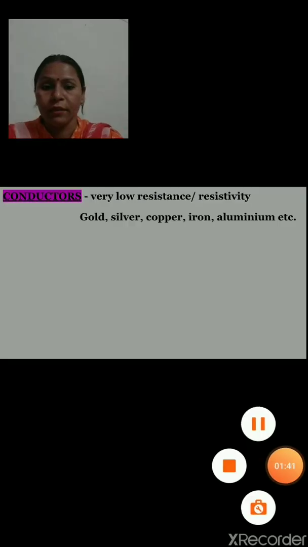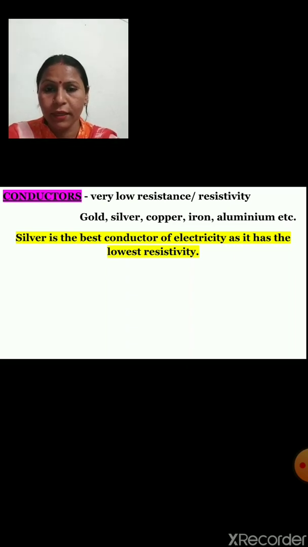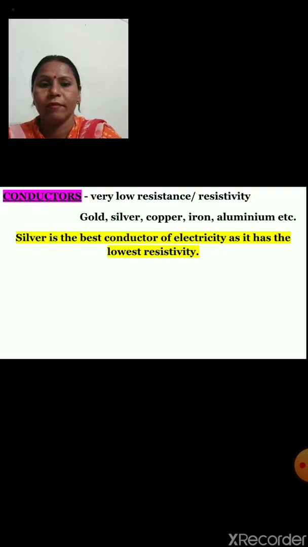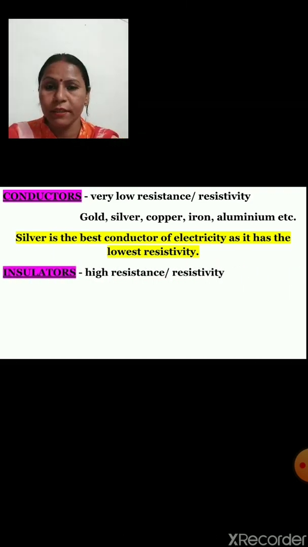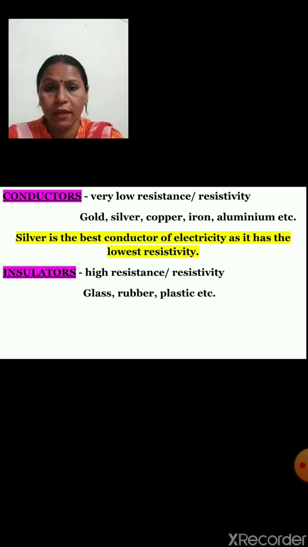Now, if we are comparing all these conductors, then silver is the best conductor of electricity. It is the best conductor because its resistivity is the least. Insulators are the substances which have high resistance or high resistivity. The examples of insulators are glass, rubber, plastic, etc.